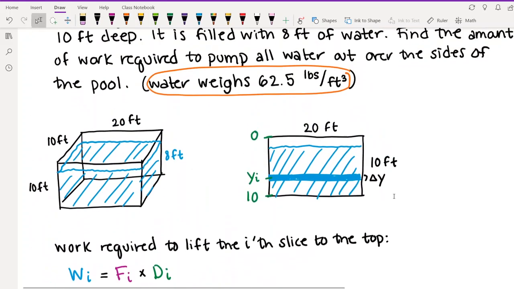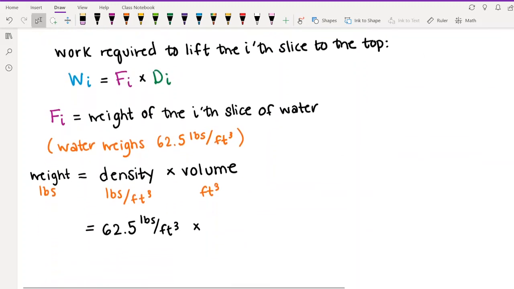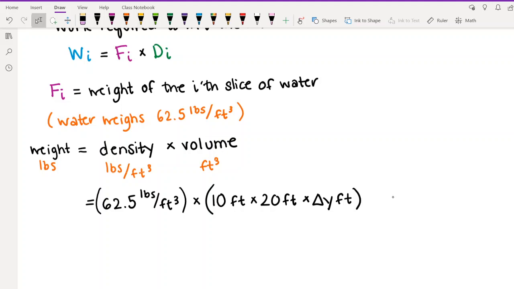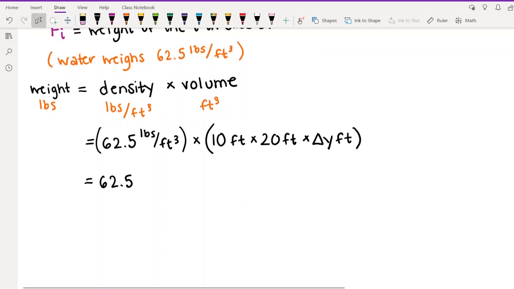Well, we know that this slice of water, if you look at it from the side, maybe in this picture here, I'll try to draw it in here. So if this is our slice of water, if you look at it as a rectangle, it has dimensions of 10 by 20 feet. And then we also need to add in the thickness, and the thickness was delta y. So the volume is going to be 10 feet by 20 feet by delta y feet. I'll put the density in parentheses to emphasize that part. Altogether, that will give us the volume in cubic feet. And so this is going to be 62.5 pounds per cubic foot times 200 delta y cubic feet.